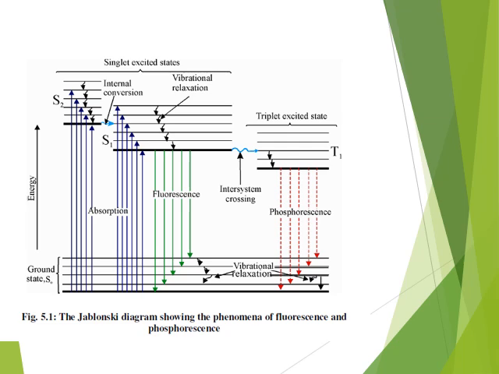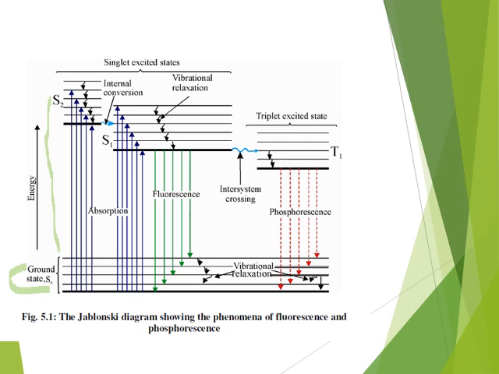This is the Jablonski diagram showing the phenomena of fluorescence and phosphorescence as I explained earlier. This is the excited singlet. As you can see, the ground state absorbs energy. It goes up to this energy level S2. From here, it loses a small amount of energy.